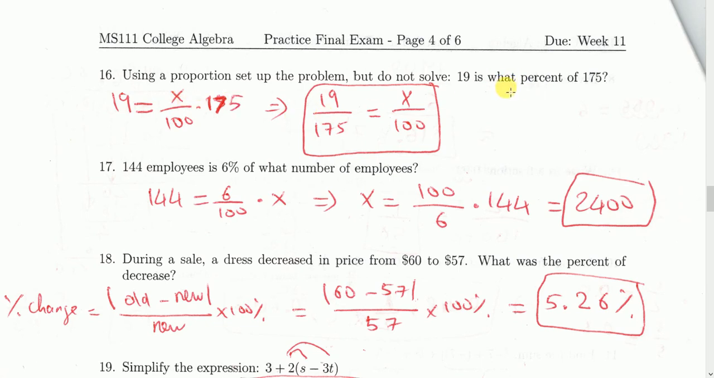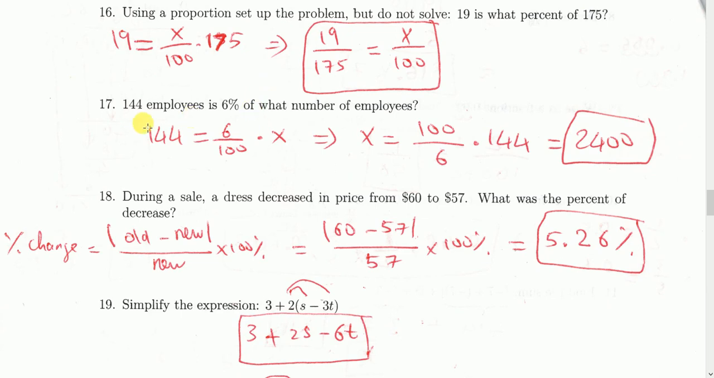So x is what percent, which means dividing by 100. So what percent is x over 100. Of is multiplication, and 175. Then we don't want the 175 to stay alone on the right side, so dividing by it on the right side gives you this proportion setup.